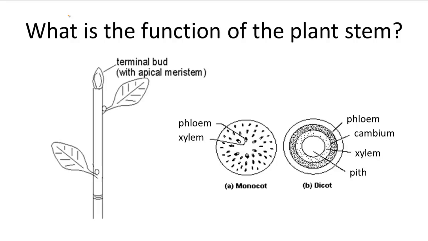Stems provide plants with support and allow leaves to receive the optimal amount of sunlight for photosynthesis. And stems will also transport and circulate water and nutrients to the rest of the plant.